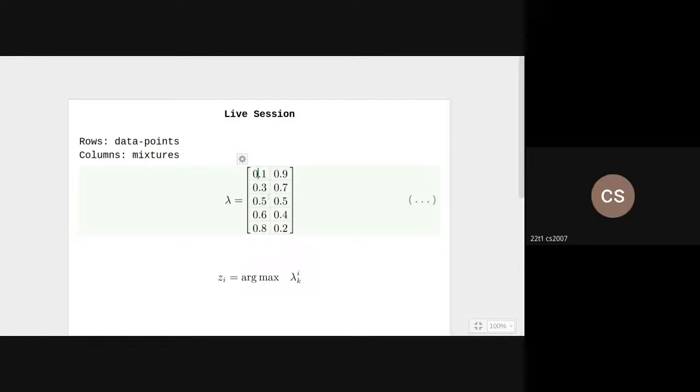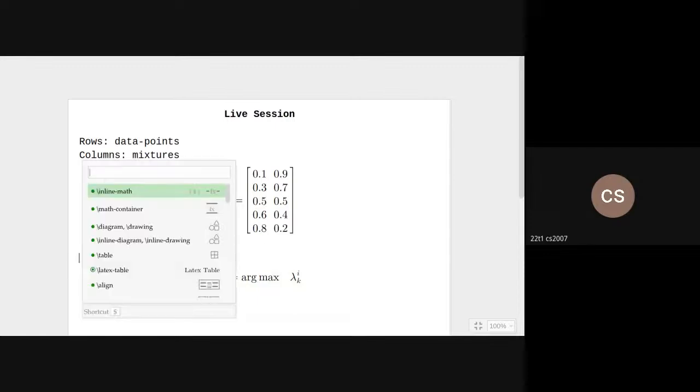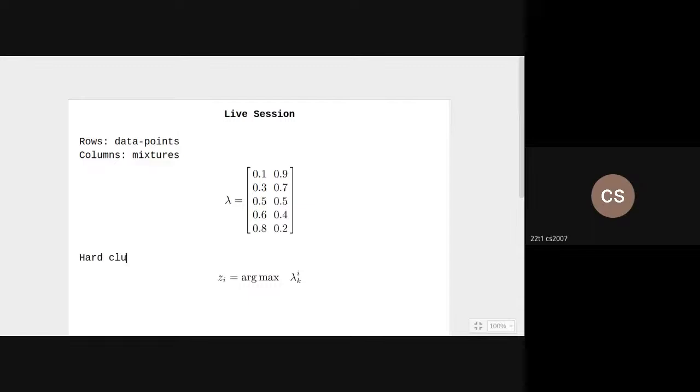Okay, so how do we get these clusters? This is one of the ways. You do this argmax. That is one of the ways to get the clusters. So for example, if you do a hard clustering for this set of lambda values, these are the cluster indices that you will end up with, right?